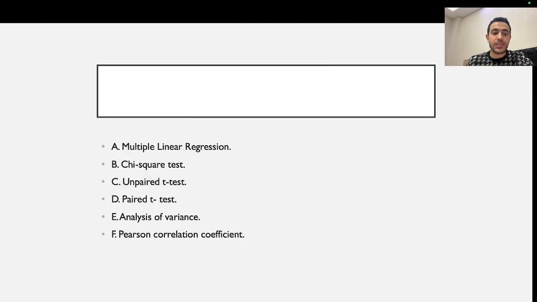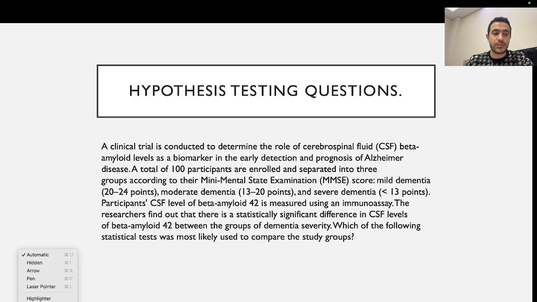Okay, the next case scenario is about hypothesis testing, and it is a clinical trial conducted to determine the role of cerebrospinal fluid beta-amyloid levels as a biomarker in the early detection and prognosis of patients with Alzheimer disorder. 100 patients were enrolled, and they underwent a questionnaire for the Mini Mental State Examination score, which is a usual scale to measure the cognitive abilities within the participant.